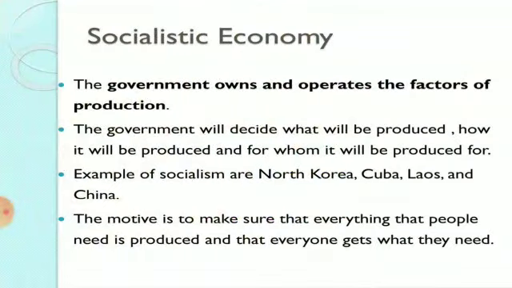Now, in socialistic type of economy, the government owns and operates the factors of production. The government will decide what will be produced, how it will be produced, and for whom it will be produced. For example, North Korea, Cuba, Laos, and China also follow the socialistic type of economy. The motive is to make sure that everything that people need is produced and that everyone gets what they need.